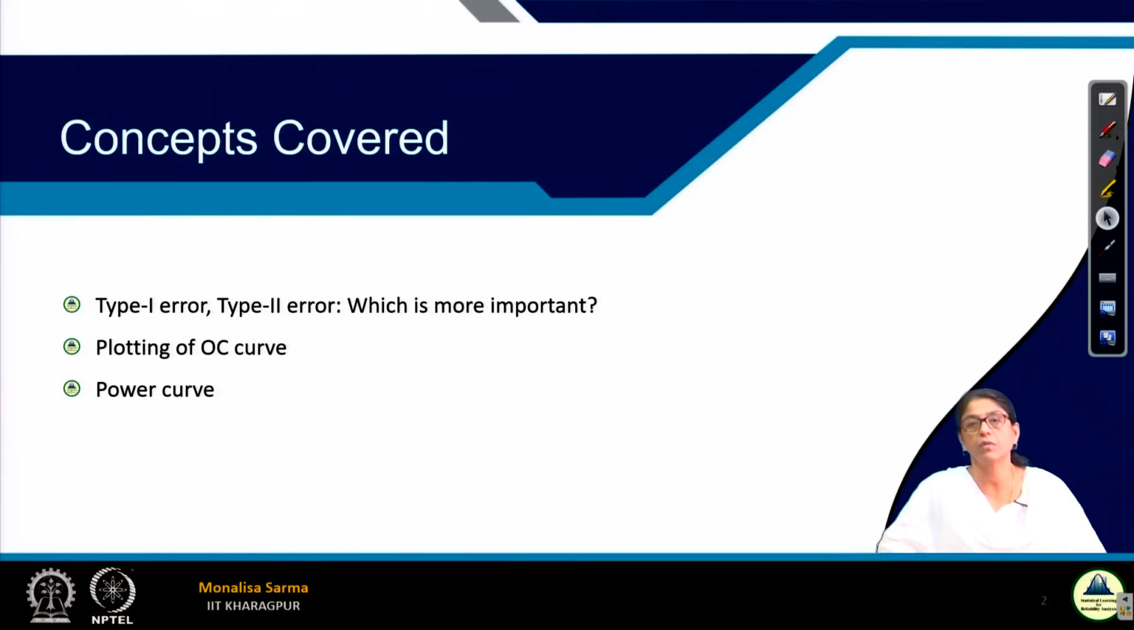That's why we have that significance level, which I mentioned. Significance level is mainly with respect to the type 1 error. I did not mention type 2 error. Why we focus more on type 1 error, and why it is considered more important, we'll be discussing that. And then how to plot the OC curve, what is an OC curve, and then we'll discuss what is a power curve.